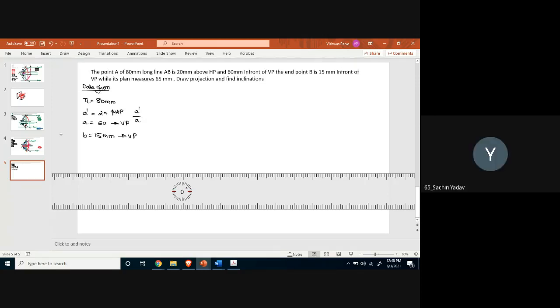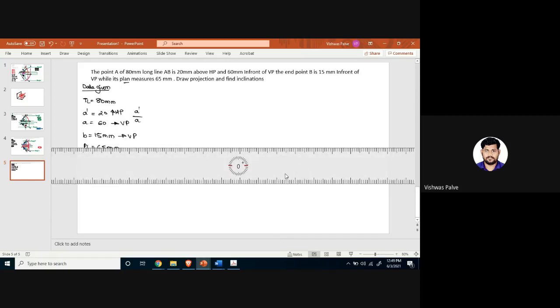Then the plan measure, that is, the plan length of that line, is given as 65 millimeter. Okay, PL is given. So we require 5 data for solving the numerical. Let us check: 1, 2, 3, 4, 5. Yes, we can solve this numerical. Please mute yourself.